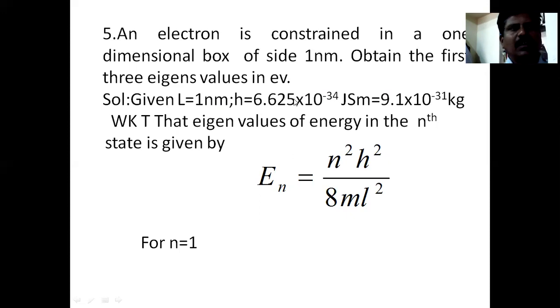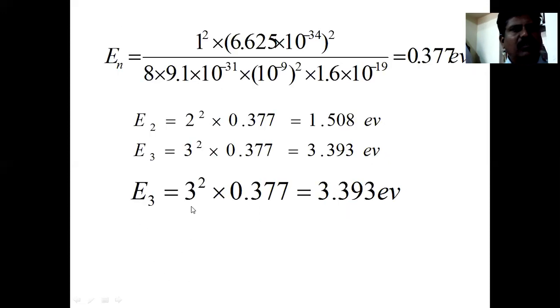Okay. Next, for n equals 1, this is n square, with n equals 1, and h square over 8 m l square. And this you have to obtain in terms of electron volts. So for that you have to multiply by the amount 1.6 into 10 to the minus 19 coulomb. Okay.